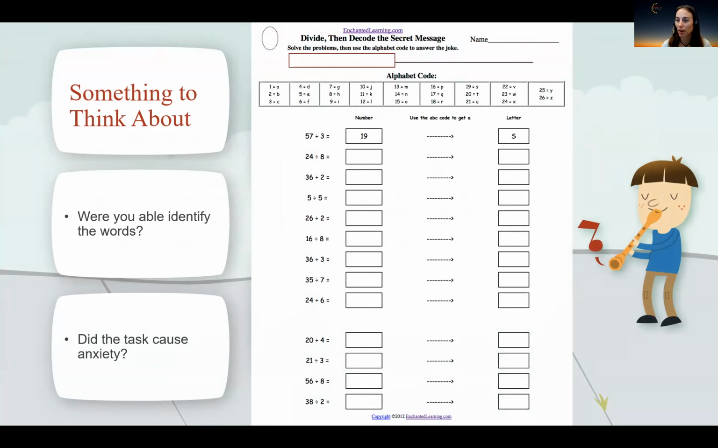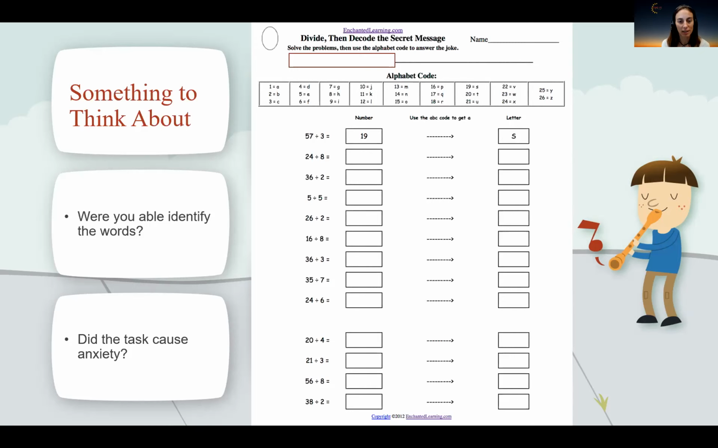It says at the top, divide, then decode the secret message. I covered up what the question is, but essentially what you have to do is solve the math problems. And once you get the answer, fill in the corresponding letter that goes with that answer. So the first one, 57 divided by 3 equals 19. If you go to the alphabet code at the top, the box says 19 equals S. So an S was placed in the open box to the right of the 19.